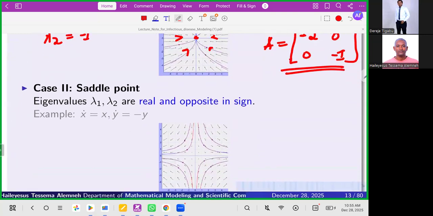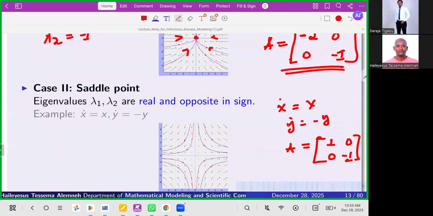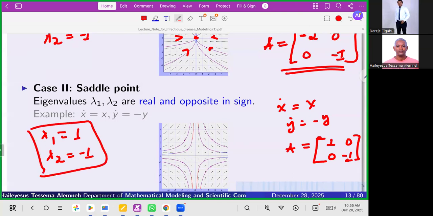The other one, you can consider x dot equal to x and y dot equal to minus y. You can represent the coefficient matrix in matrix form, which is 1, 0, 0, minus 1, clearly a diagonal matrix having two eigenvalues, lambda 1 equal to 1 and lambda 2 equal to minus 1. The signs of the eigenvalues are opposite. One eigenvalue is negative and the other is positive, which means that the equilibrium point is a saddle point.